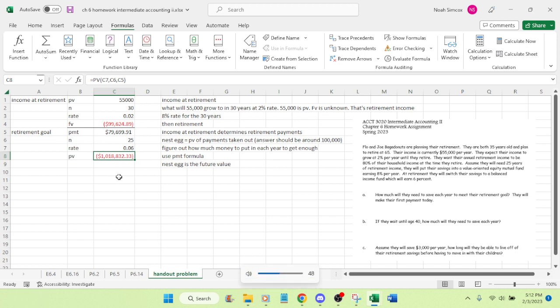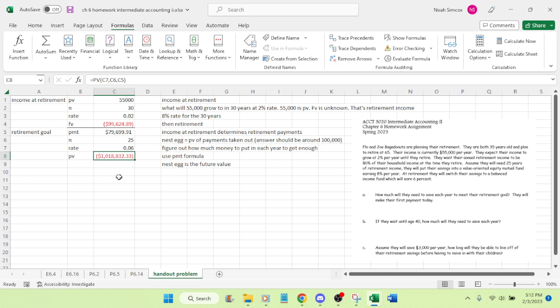Oh, they need to have $1 million of savings to meet their retirement goal. So what they want is to save a certain amount of money every year until they have $1 million saved. So what they will do is make payments to a mutual fund that will earn 8% per year.